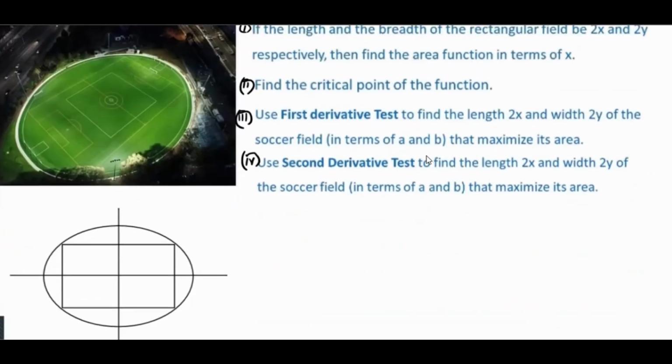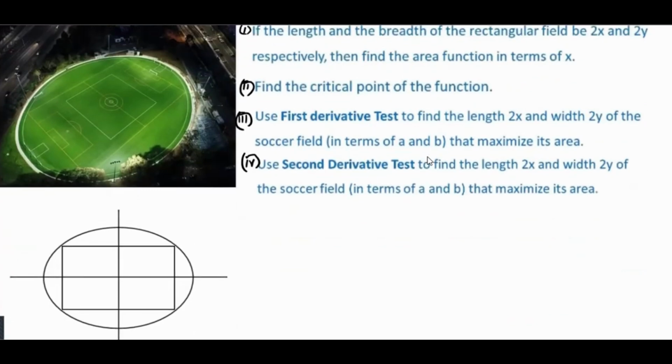So I tried drawing the rectangle such that it is inscribed inside this ellipse as shown in the diagram here also. They're also saying that we need to assume the length as 2x and the breadth as 2y, then find the area function in terms of x. So in general, what is the area of a rectangle? That would be length into breadth.